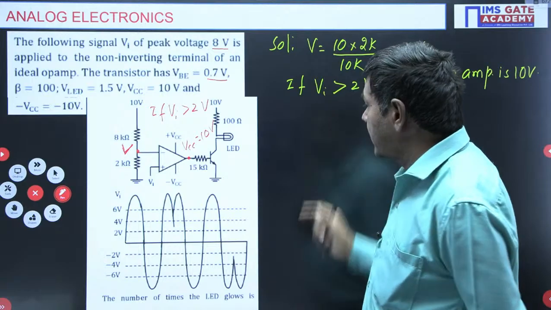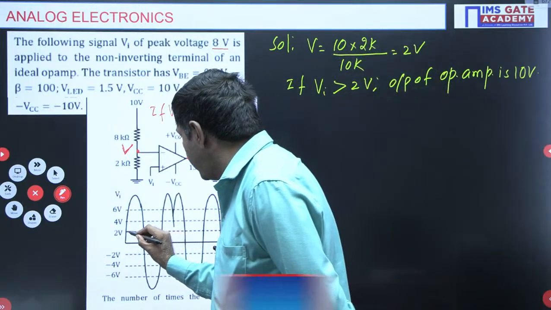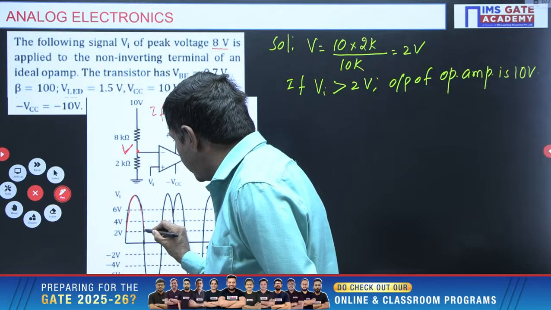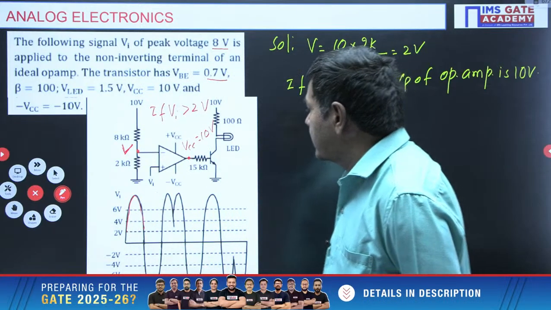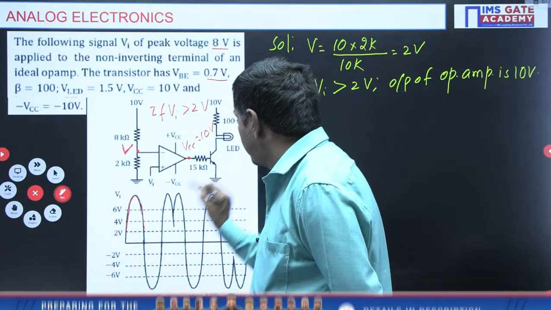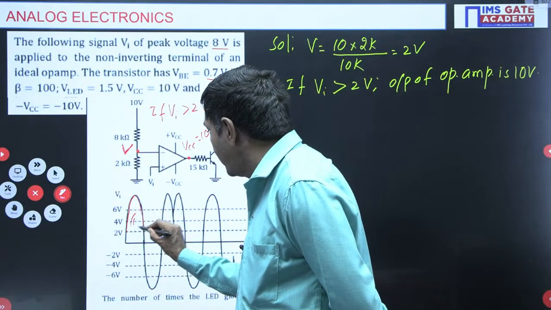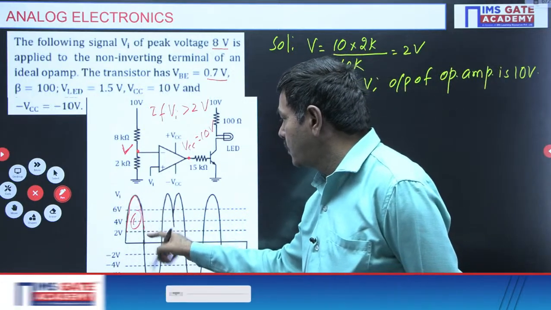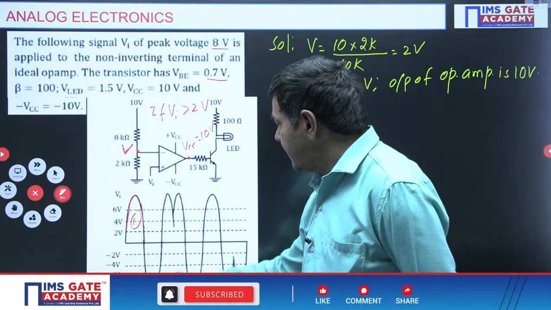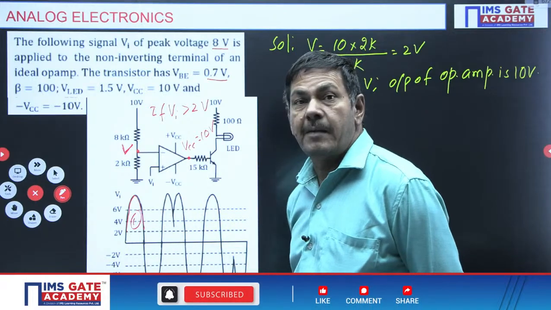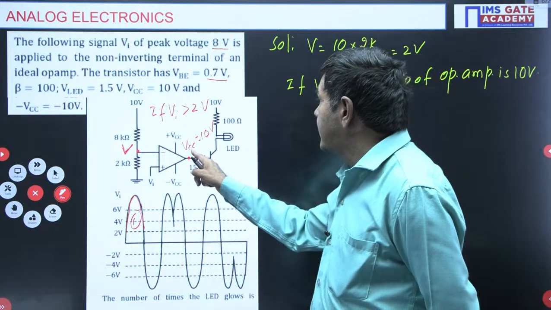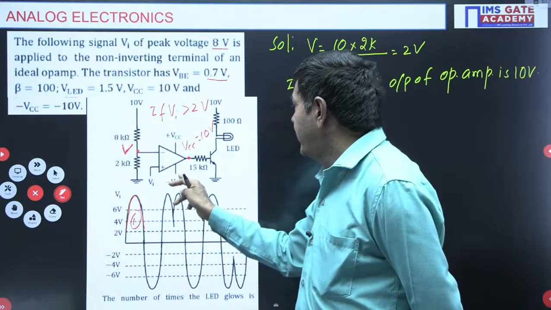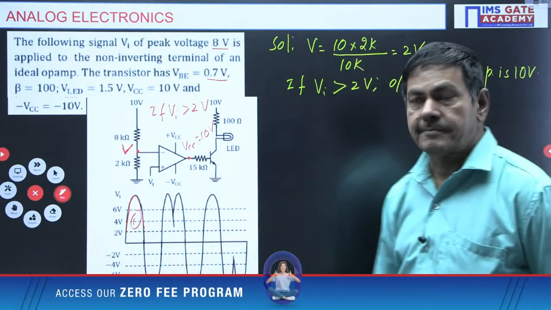If Vi is greater than 2 volts, this portion is greater than 2 volts, which means collector current is going to flow and the LED glows. From here to here, it glows one time only. Less than 2 volts, what is going to happen? The output of the op amp becomes minus VCC. Minus VCC means the transistor is off again.